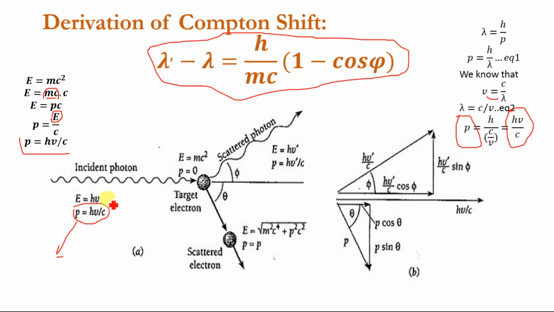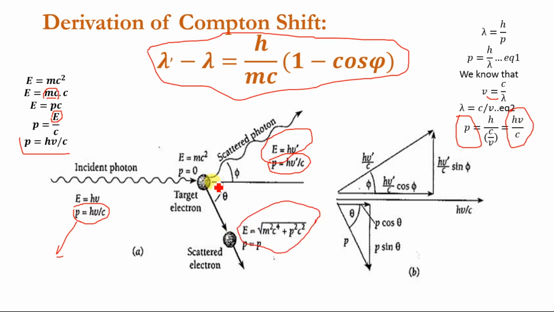The momentum of the incident photon is P is equal to h mu by c. After scattering, we will denote this momentum by P is equal to h mu dash by c and the energy of the scattered photon by E is equal to h mu dash. The initial momentum of the electron is considered as P is equal to 0 because the electron we consider here is at rest. After striking, the electron will gain some kinetic energy.